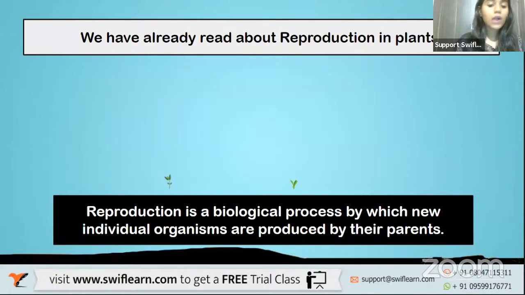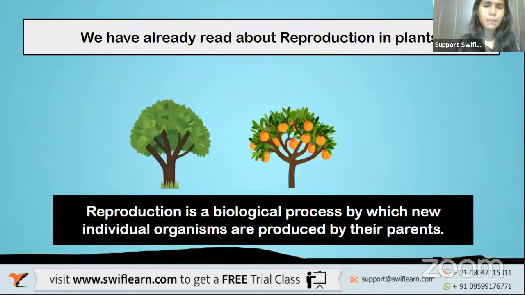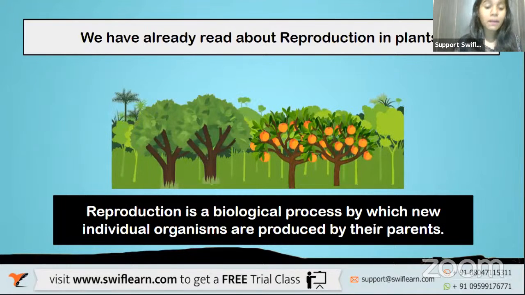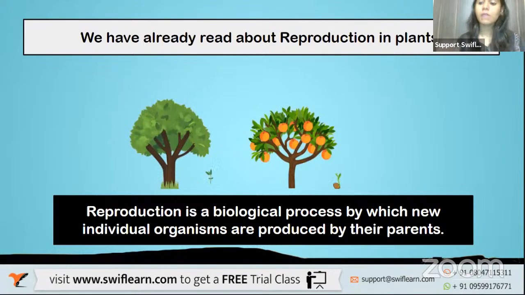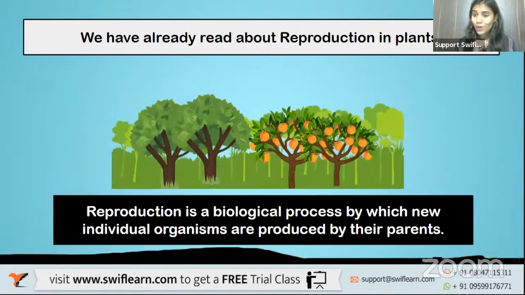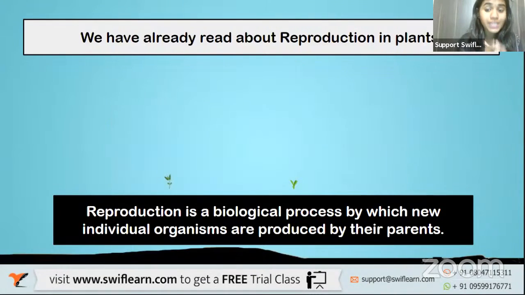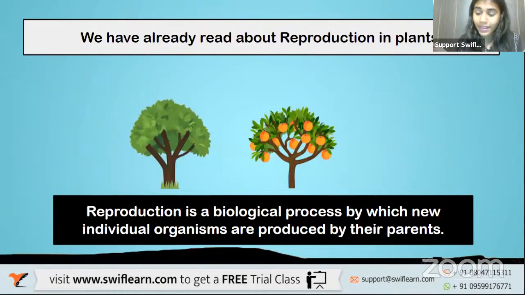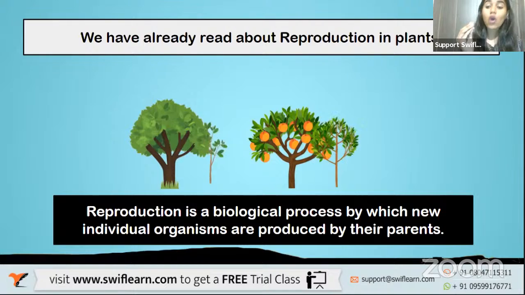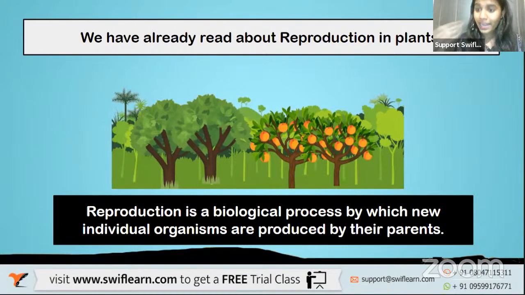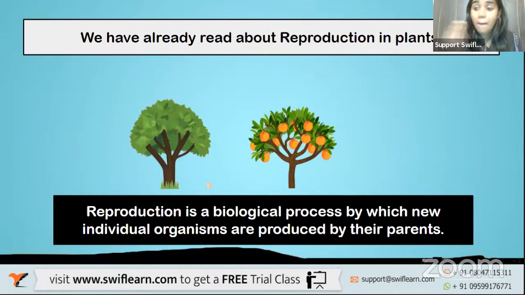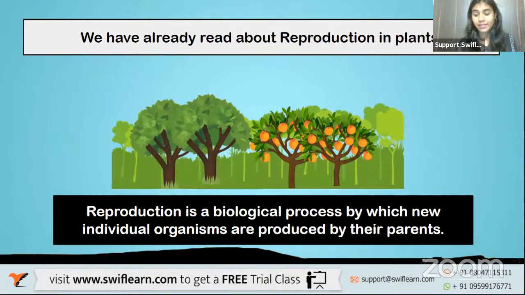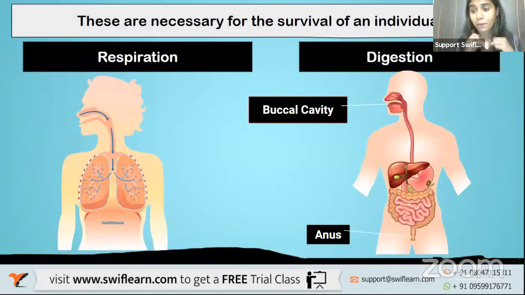Now, what is reproduction? Reproduction is a biological process by which a new individual organism is produced by their parents. A new species or a new individual organism is produced by whom? By their parents. This is the definition of reproduction.